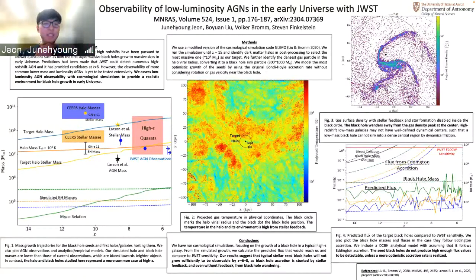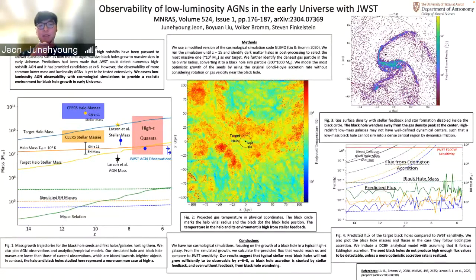Yeah, hi. I'm Xinyang Zhen, a grad student at UT Austin, working with Volker Braun and Steve Finkelstein. We have many high-resolution JWST AGN observations, as seen in previous talks, and we wanted to test more low luminosity and low mass AGNs in lower mass halos, as the AGNs we've observed so far are probably the more massive and more luminous AGNs in the high redshift universe.